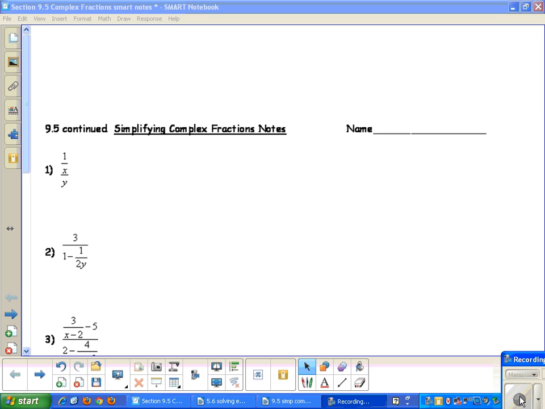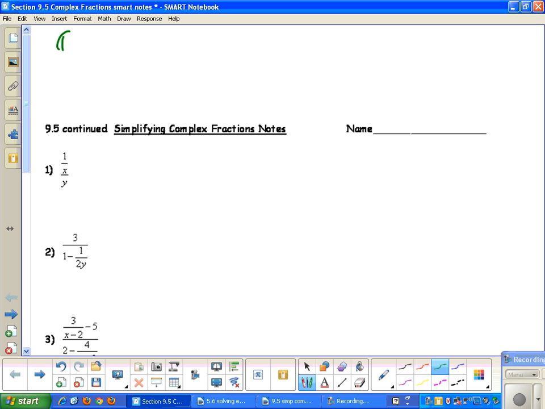Section 9.5 continued, simplifying complex fraction notes. For these, there's a couple of steps that we're going to follow, and you're going to want to write down these steps. So the first step, we're going to find the least common denominator, the LCD, of the denominators.